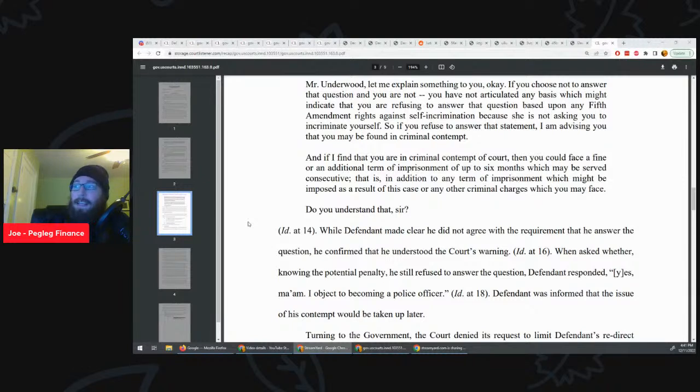That is, in addition to any term of imprisonment which might be imposed as a result of this case or any other criminal charges which you may face. Do you understand that, sir?